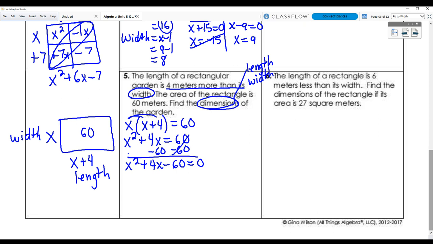I'm going to put 60 divided by x into my calculator and look for a factor pair that has a difference of 4. So I see 10 and 6. So I see x plus 10 times x minus 6. And then tee it off.